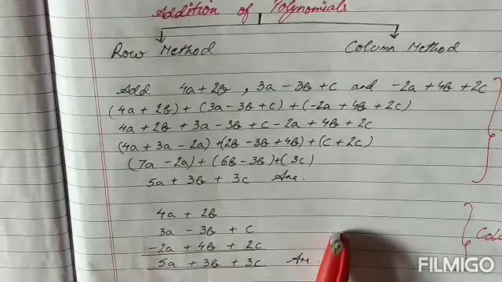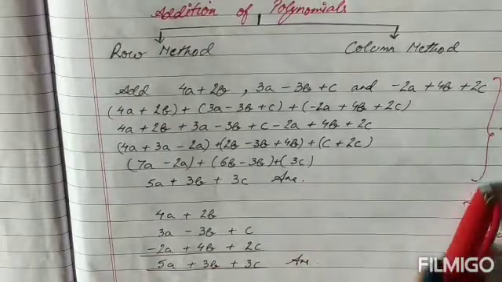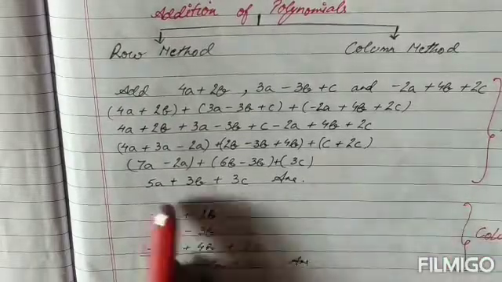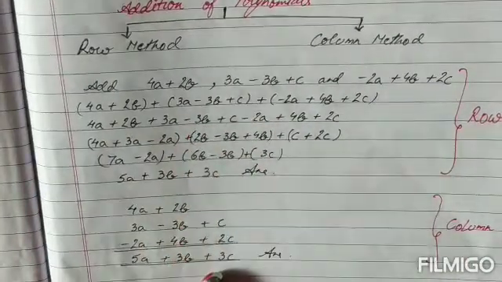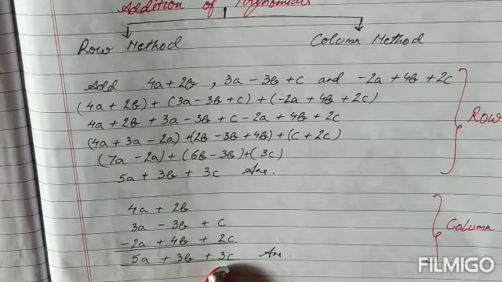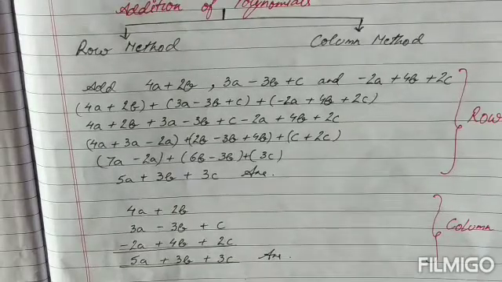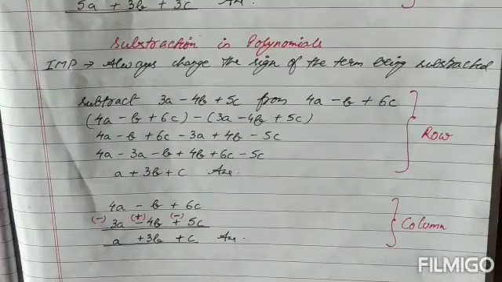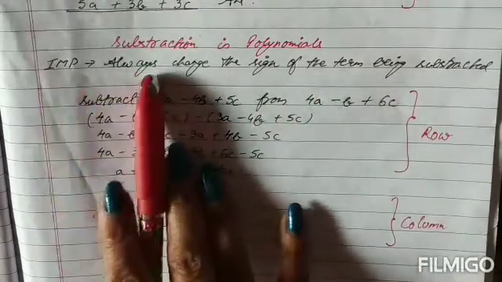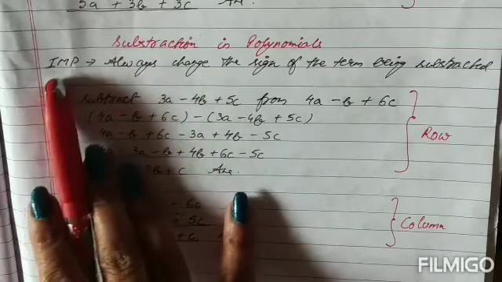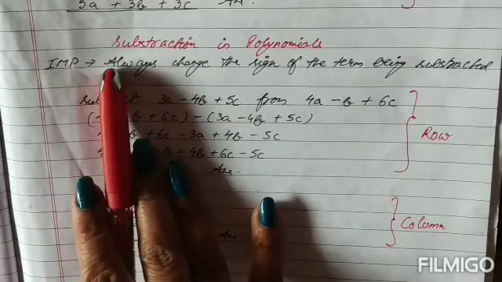So this is how you do the same question, children, by another method that is known as the column method, right? I hope these are clear, because after this I'm going to teach you how to do the subtraction of the polynomial. Coming to subtraction in polynomial, children, this is a very, very important statement, and that is why I've written IMP over here, stands for important.